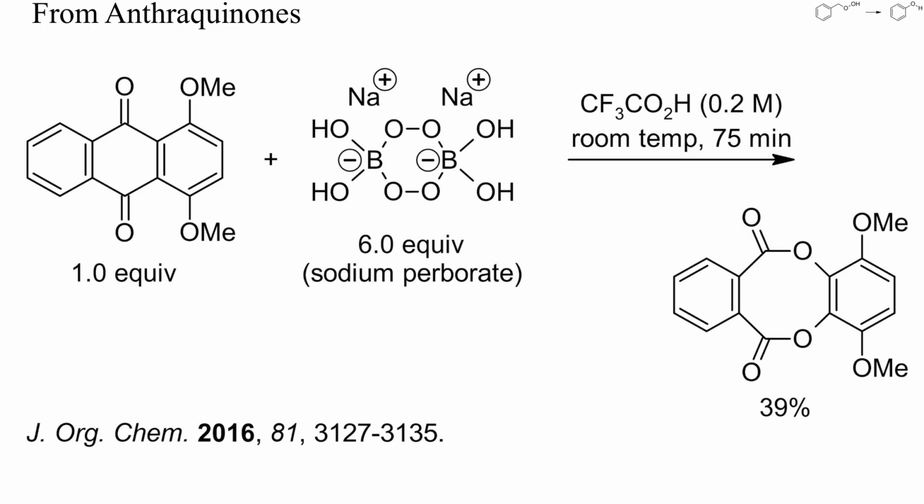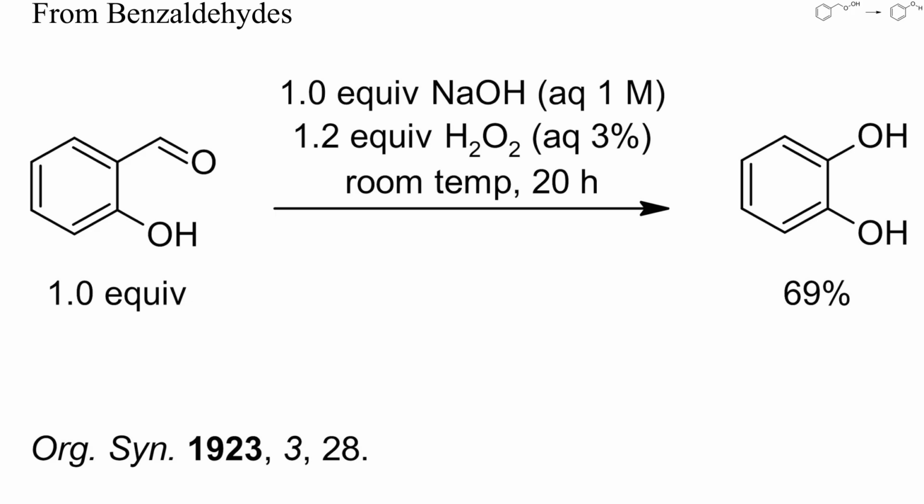Even anthraquinones can be converted into aryl esters. In this example, sodium perborate in trifluoroacetic acid brought about a twofold Baeyer-Villiger oxidation and the formation of an 8-membered phthalate. Again, the methoxy-substituted arene migrated first.